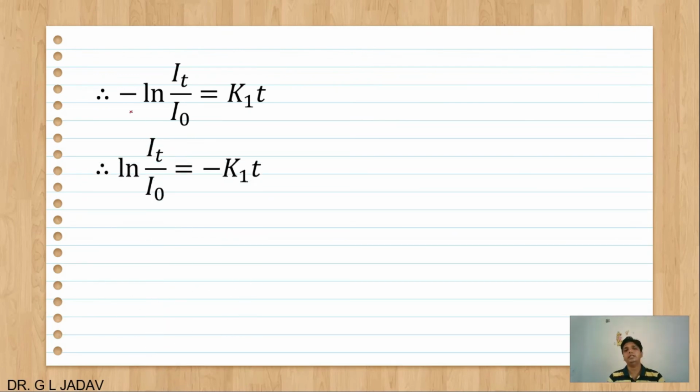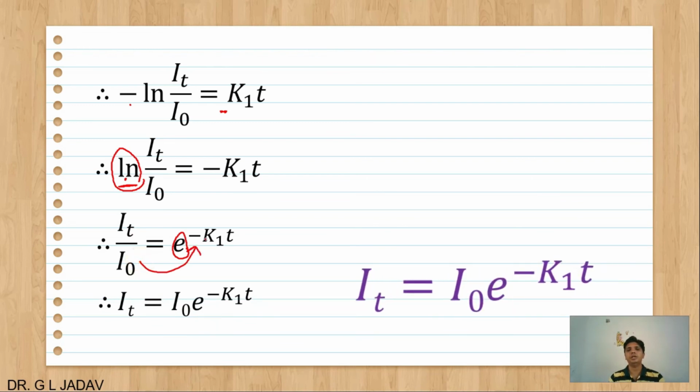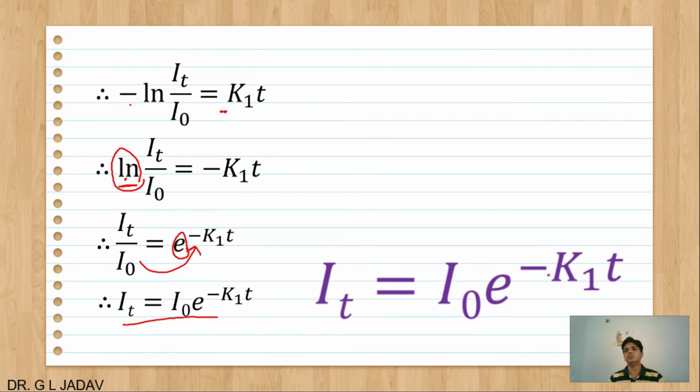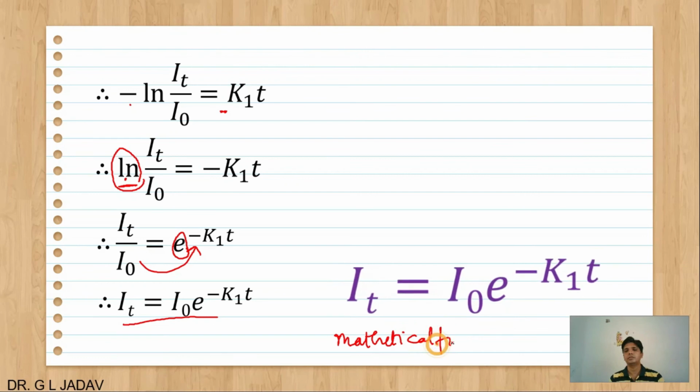Further, shifting this minus sign to the right hand side and removing ln, it will give e raised to minus k1t on the right hand side, and shifting this I0 to the left, It will be I0 into e raised to minus k1t. This is the mathematical form of Lambert's law.